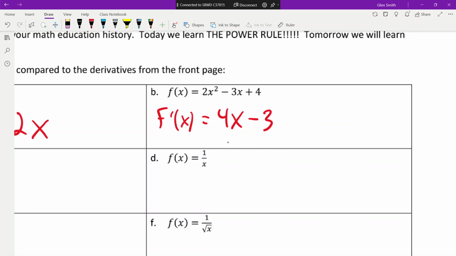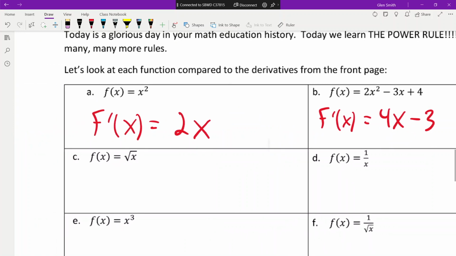Okay? Also, think about it. If you were to graph y equals 4, right? That's a horizontal line. The slope of that would be 0. That's why that happens. Also, 4 isn't changing ever, so the derivative, which is its rate of change, would be 0. Sound good?